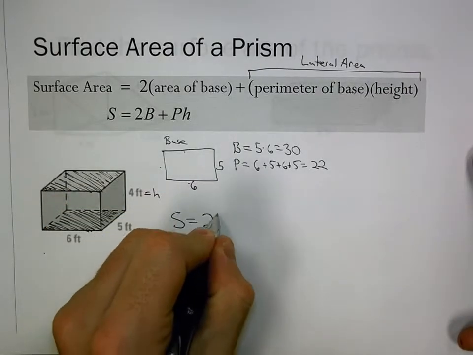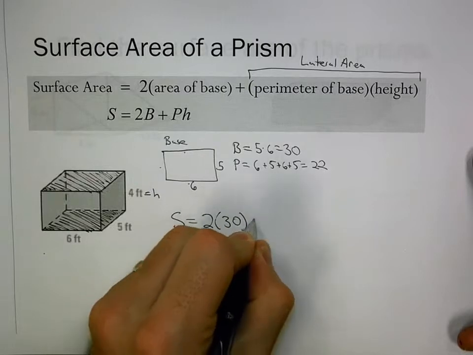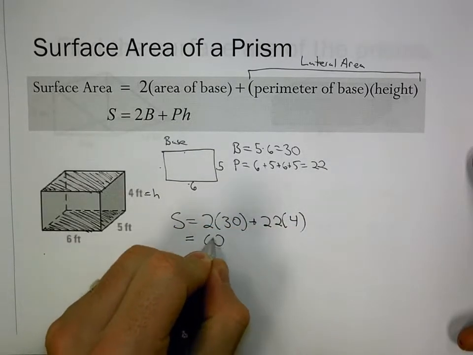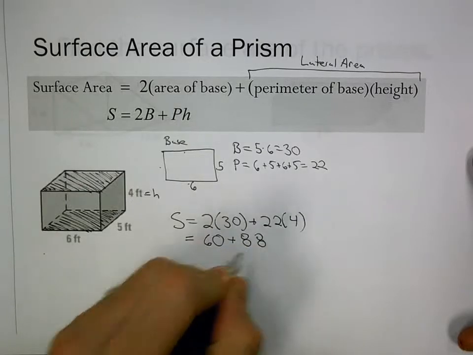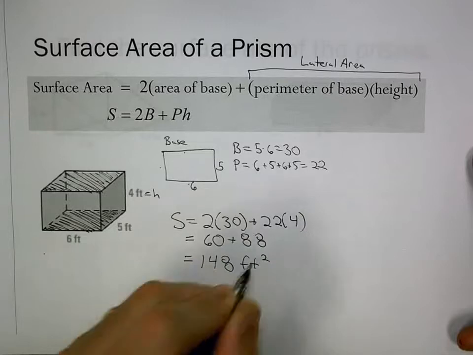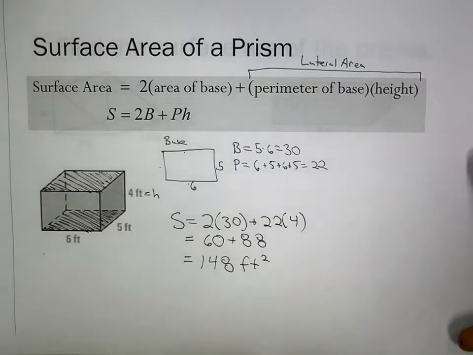So surface area is 2 times 30 plus 22 times 4. That gives us 60 plus 88, or 148 feet squared as our surface area.